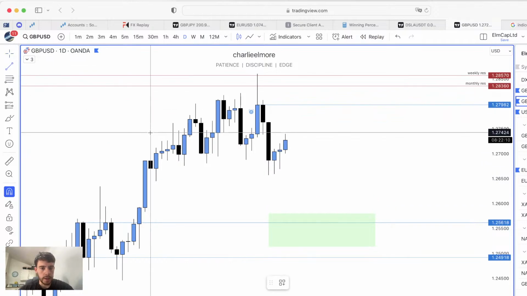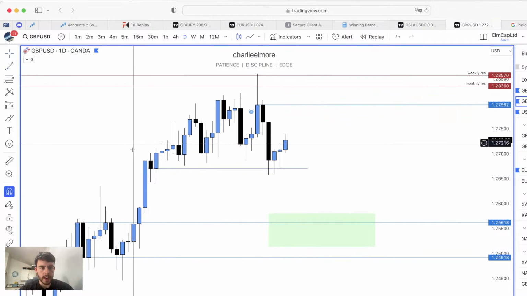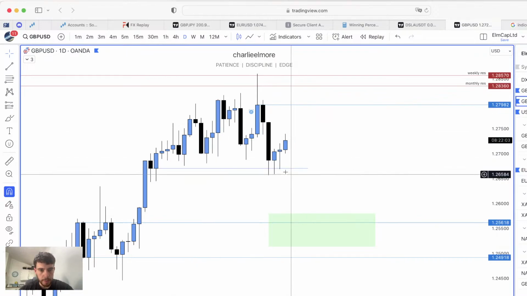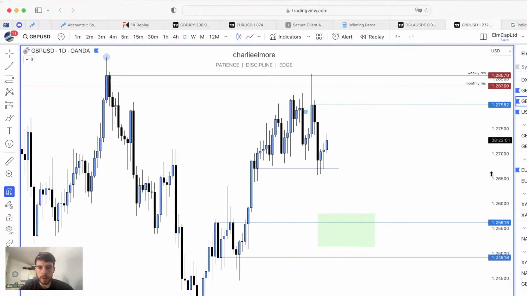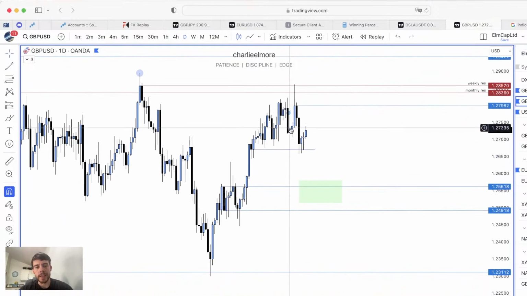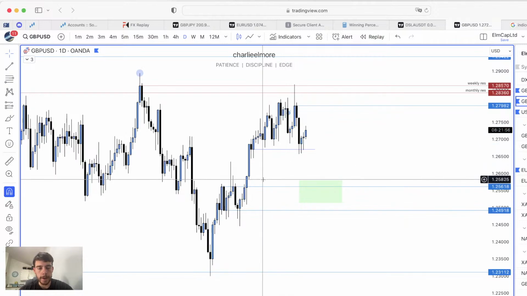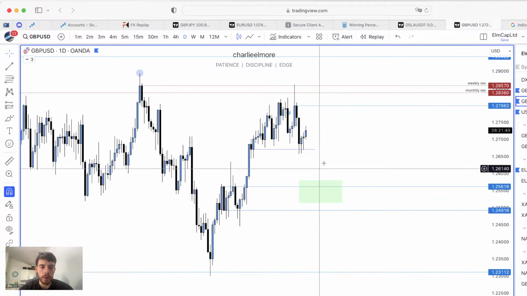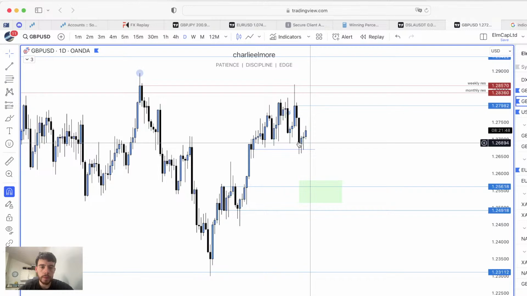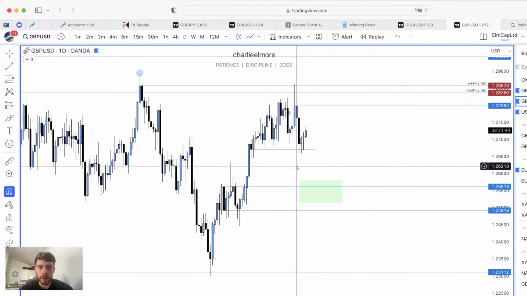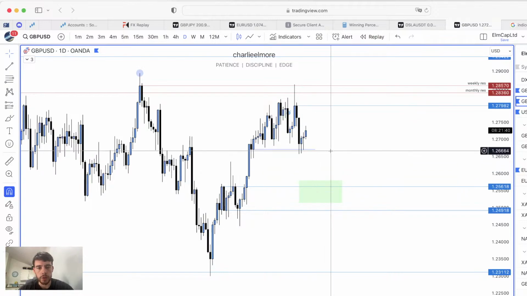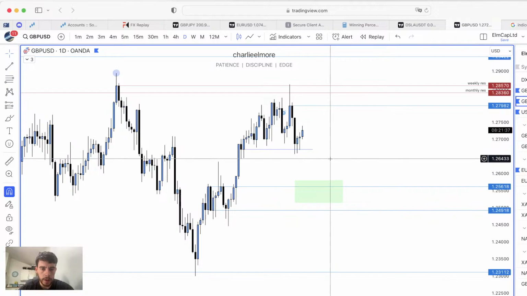In terms of the daily as well, obviously we've respected those bodies. I wasn't interested in buying from here though, because that wasn't within a discount of any leg. So a major part of my trading plan is to buy within a discount and sell within a premium. So although there was actually a confirmation to go long from here, all of the tick boxes were not ticked. So I'm not going to take a trade that doesn't tick all my tick boxes. So that's that.